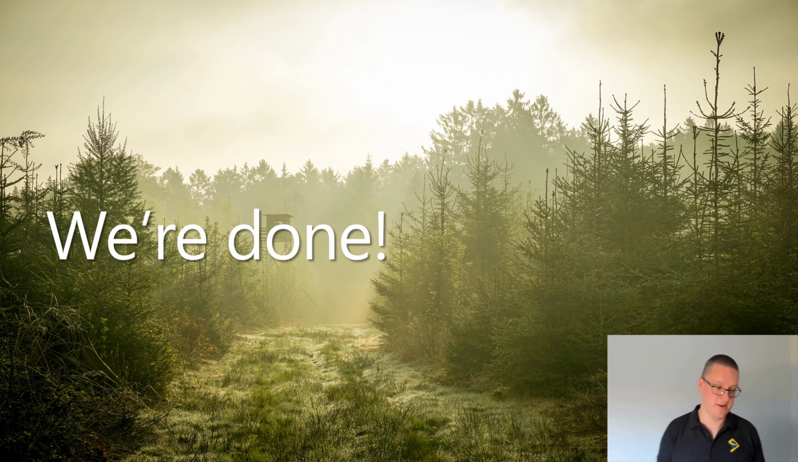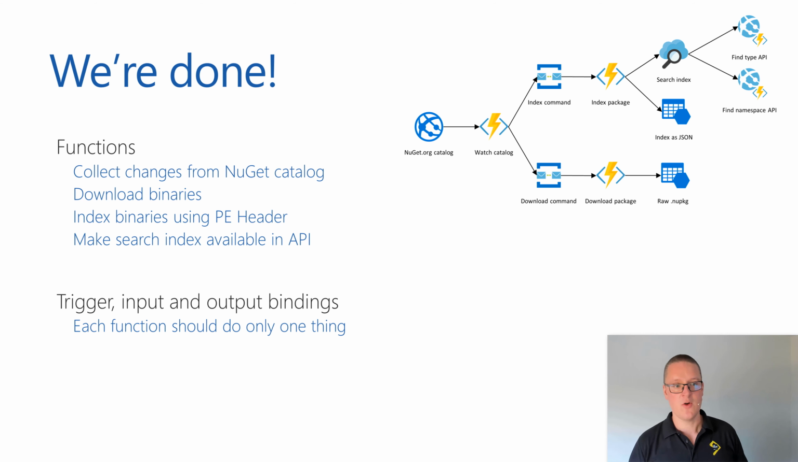We now have the entire pipeline of fetching data from that NuGet.org catalog and then storing it in a search index for further reference. We have functions that collect changes in that catalog. We have a function to download the packages just because we want to have a download as well. We have an indexer that reads the PE header from the assemblies and stores the public types and namespaces in search. And we have an API that uses that search index to make things available.